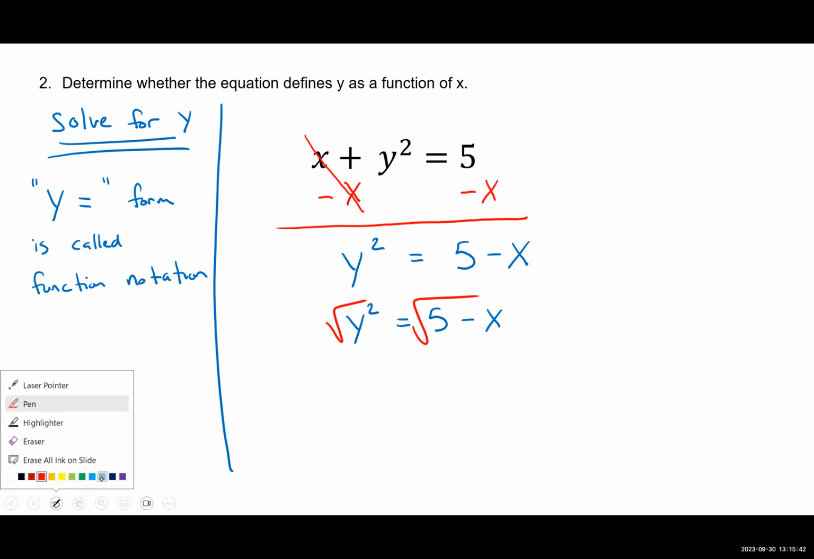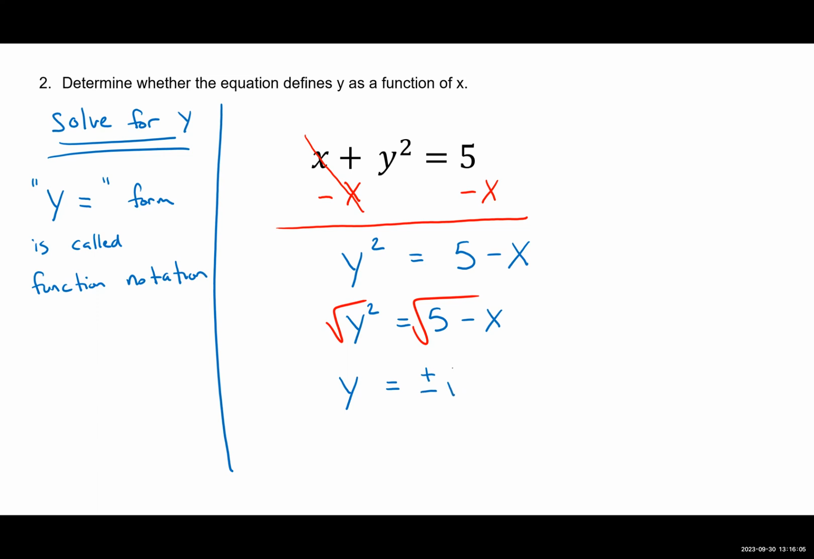And this is something we've talked about in a previous video. When you take the square root of a variable, for example, the square root of y squared, we're taking the square root of the variable y squared. On the other side, we get two answers, a plus and a minus.